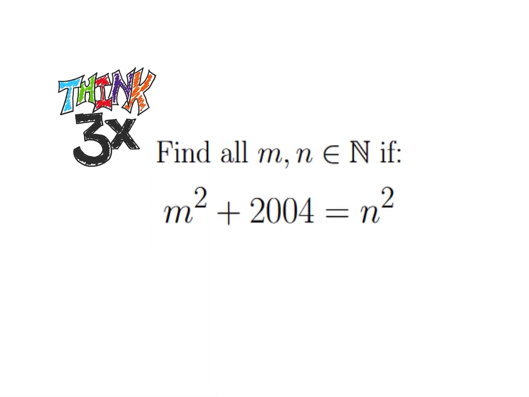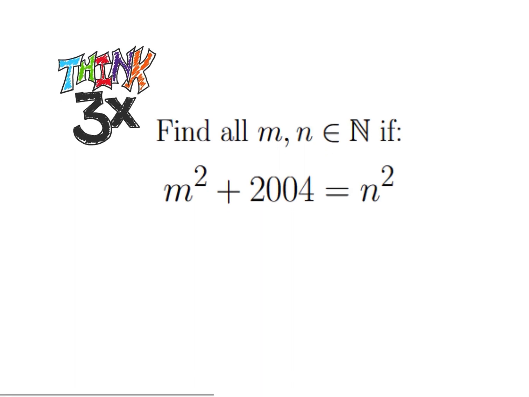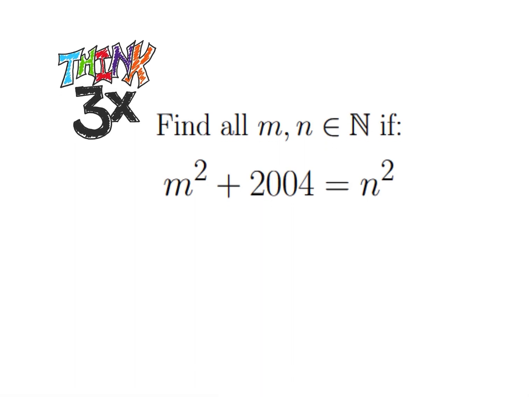When I'm solving this, the first thing I'm going to do is try to isolate my 2004 here, because this looks like a number theory problem. So I'm going to get 2004 on the left, and that's going to be equal to n squared minus m squared. And if you've done a little bit of math in the past, and you've done some problem solving, this is going to jump out to you right here. We have n squared minus m squared, which is the difference of squares. That's going to be n minus m times n plus m.